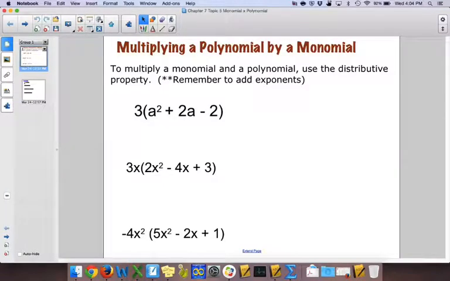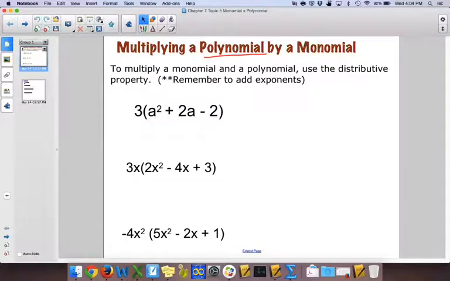Okay, for topic 5, we're going to be dealing with multiplying a polynomial by a monomial. You may not be familiar with those phrases, so let's talk about that for a minute. A polynomial is really just anything with two or more terms. So this one here, we have a squared plus 2a minus 2. There's 3 different terms there. So that's just a word we use for a multiple term expression.